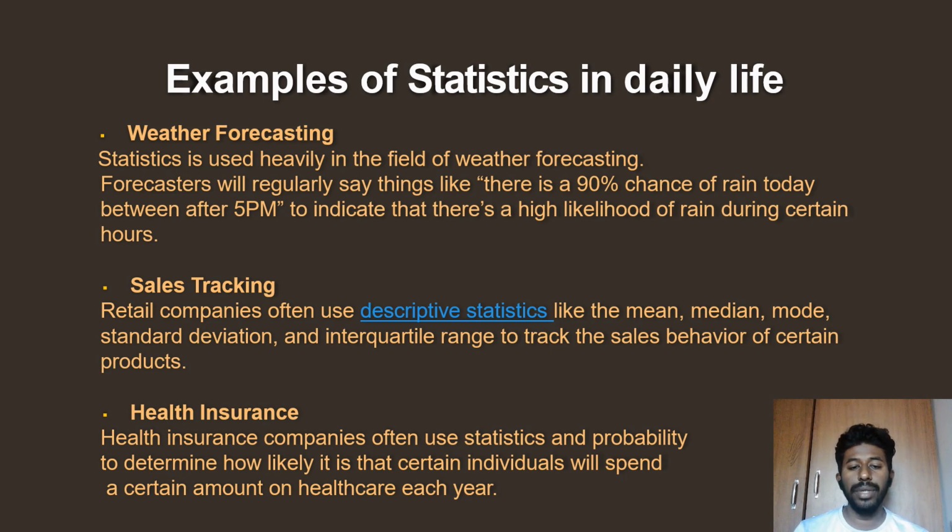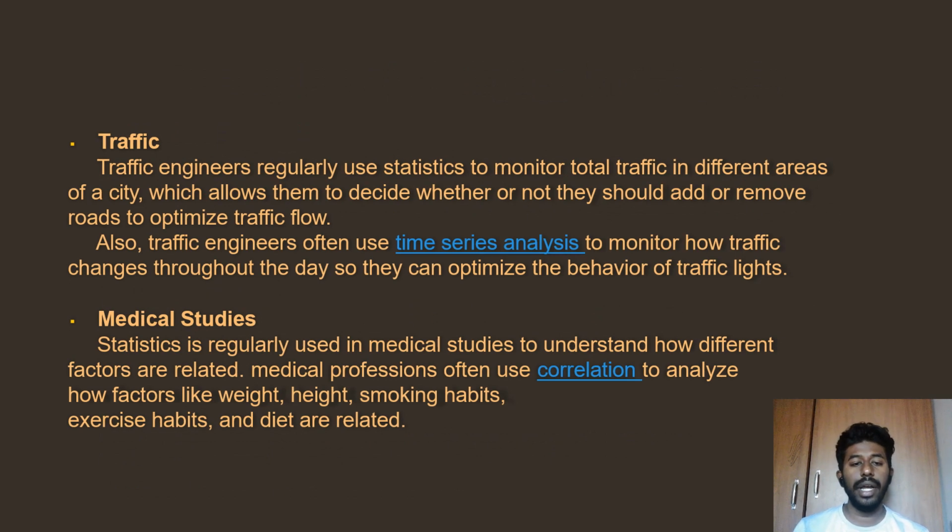In health insurance, companies often use statistics and probability to determine how likely it is that certain individuals will spend a certain amount on healthcare each year. It is used in traffic and medical studies as well. Traffic engineers regularly use statistics to monitor the total traffic in different areas of a city, which allows them to decide whether or not they should add or remove roads for optimized traffic flow. Also, traffic engineers often use time series analysis to monitor how traffic changes throughout the day so they can optimize the behavior of traffic lights.